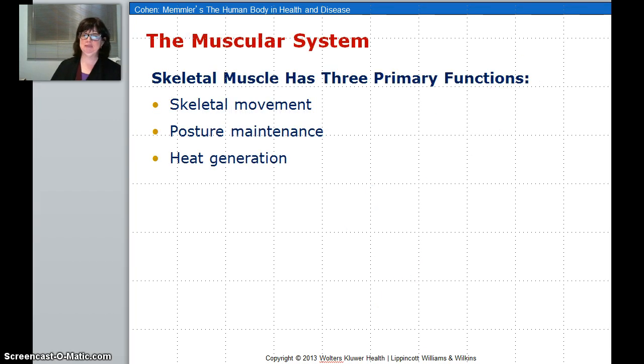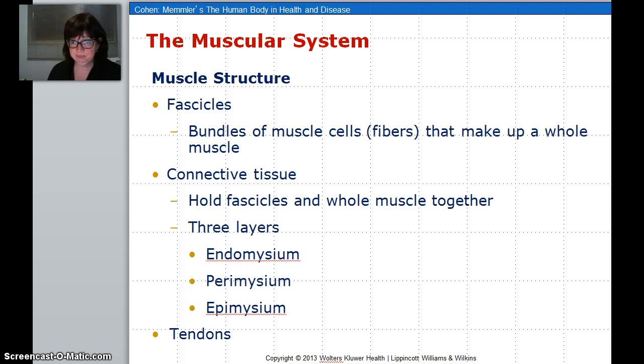The muscular system isn't just to look good, but it is for movement of your skeleton, posture maintenance, and that's why they talk about core, and also heat generation. You may not realize it, but when you are cold, you shiver, and that shivering is quick contraction of your muscles, which generates heat, which will then warm up your body.